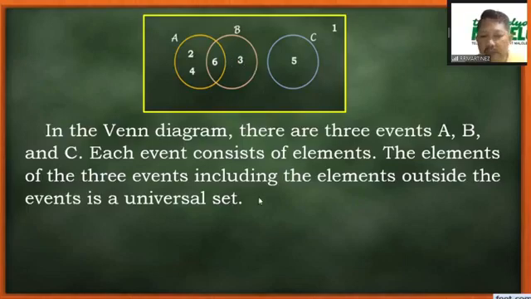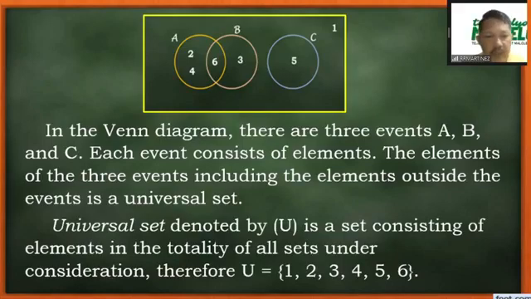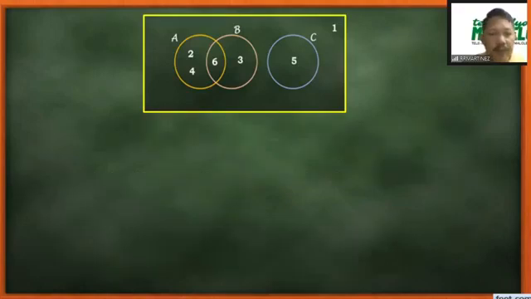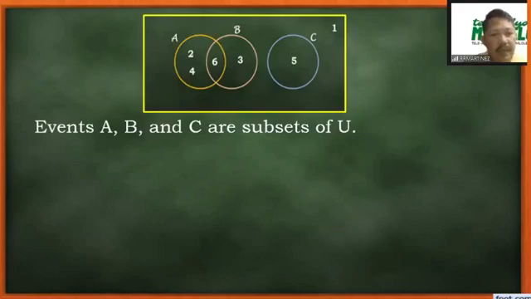And the elements of the three events, including the elements outside the events, is a universal set. Now, what is a universal set? Actually, class, the universal set is denoted by big letter U, and it is a set consisting of elements in the totality of all sets under consideration. Therefore, U, or the universal set, equals 1, 2, 3, 4, 5, and 6. And events A, B, and C are subsets of a universal set.